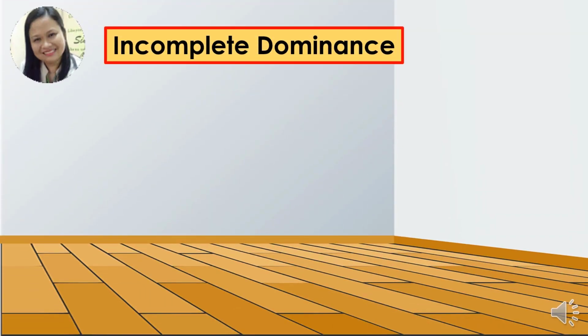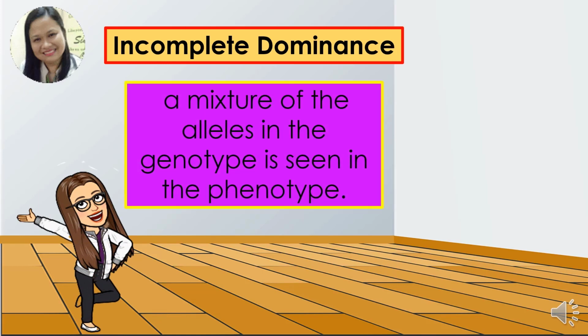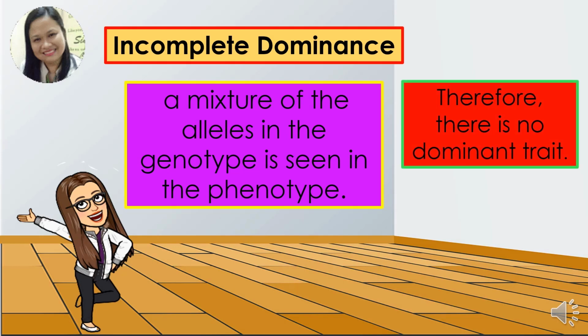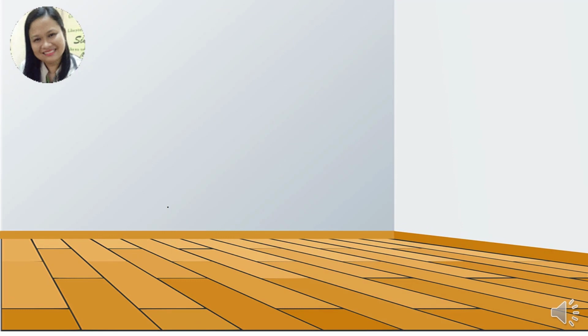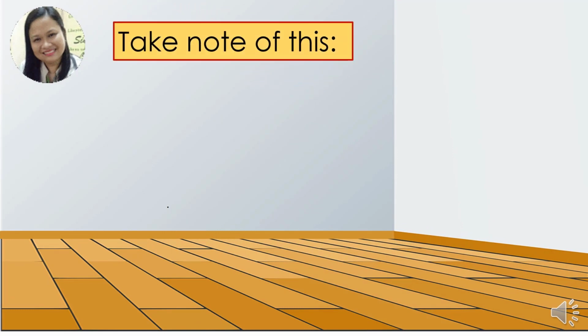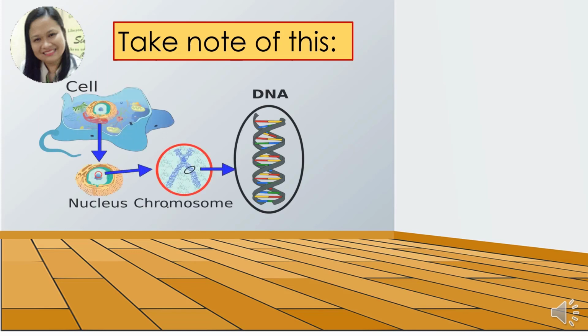Incomplete dominance. A mixture of alleles in the genotype is seen in the phenotype. Therefore, there is no dominant trait. To understand this lesson easier, take a closer look on the given illustration.